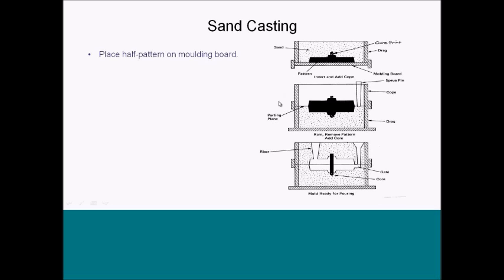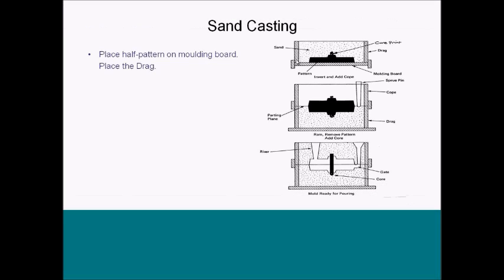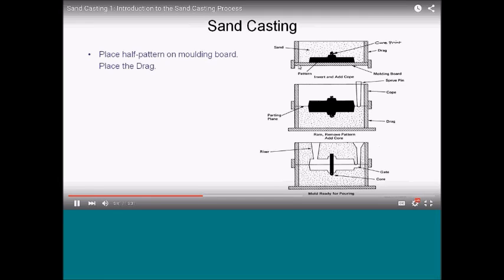So in this particular process, we're starting with a half pattern, which is this one here. The pattern splits in half, and we're going to place that on a horizontal moulding board, which you can see here. And so we'll put this pattern down onto the moulding board, and then we place what we call the drag. The drag is this component here, and it also has this lip which goes around the side there, as you can tell from the cross-hatching. So if we put that on there.